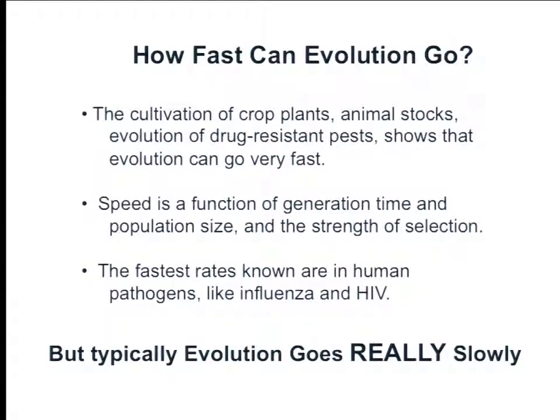Okay, so that raises the question of how fast can evolution actually go. The cultivation of crop plants, animal stocks, drug-resistant pests show that evolution can go really, really fast. I think of drug-resistant bacteria in hospitals. That's really intense selection, right? The bacteria are sitting there giving you infections, and we hammer them hard with antibiotics, so the selection pressure is incredibly intense.